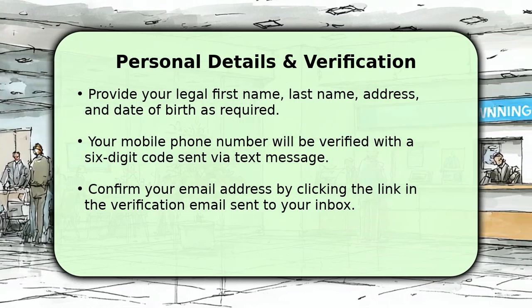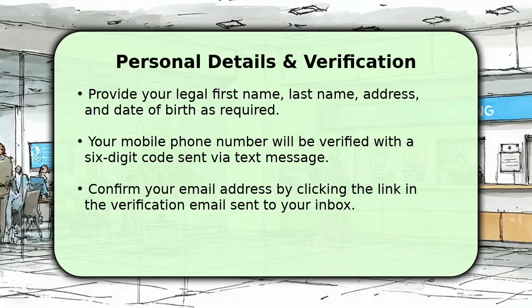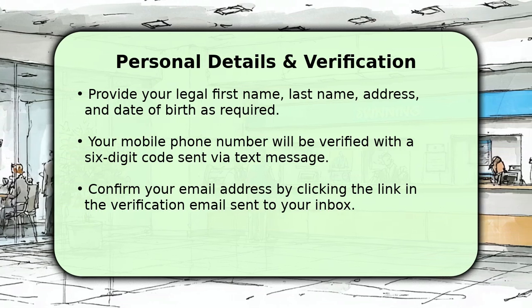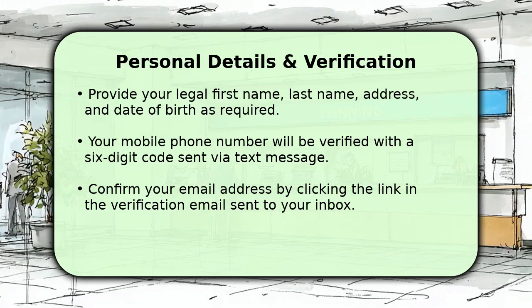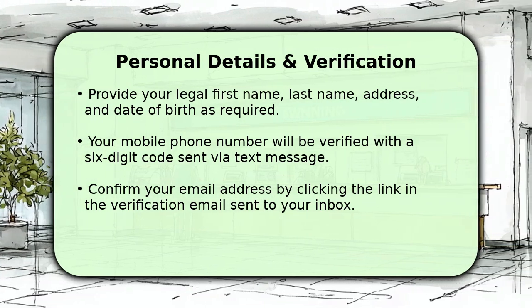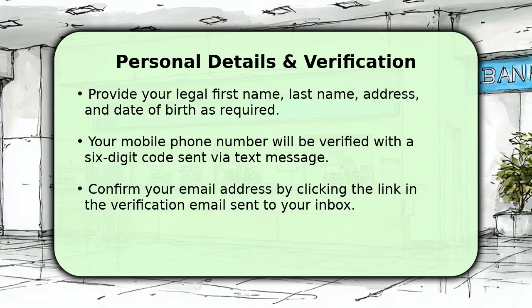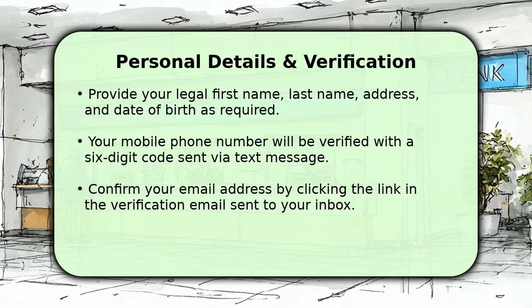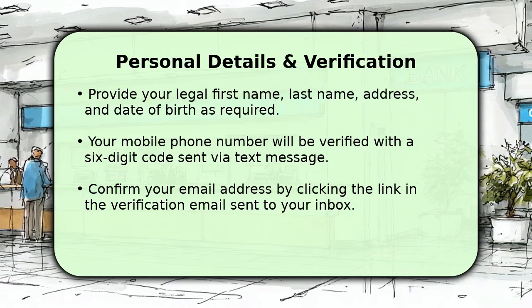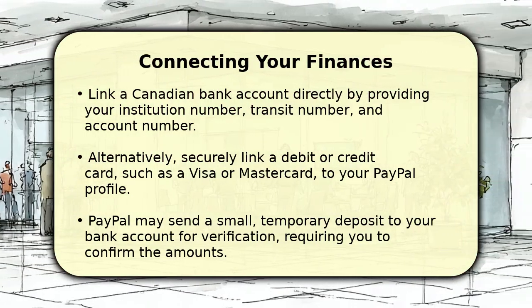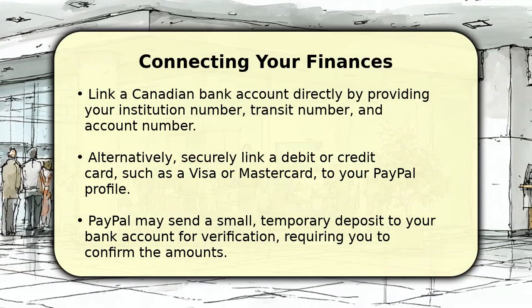After entering these details, PayPal will send a verification code, usually a 6-digit number, to your registered mobile phone. Enter this code on the PayPal site to confirm your phone number. You will also receive an email with a link to confirm your email address, which is another crucial step in securing your account. With your personal information confirmed, you can now link a funding source to your PayPal account.